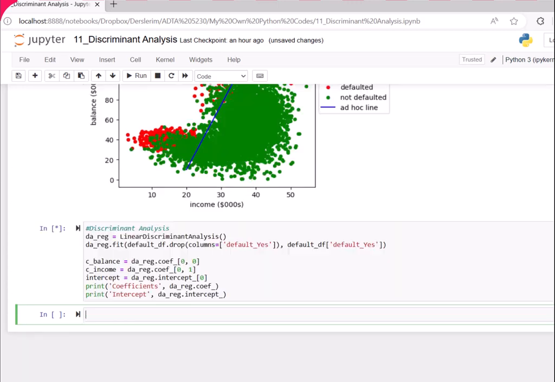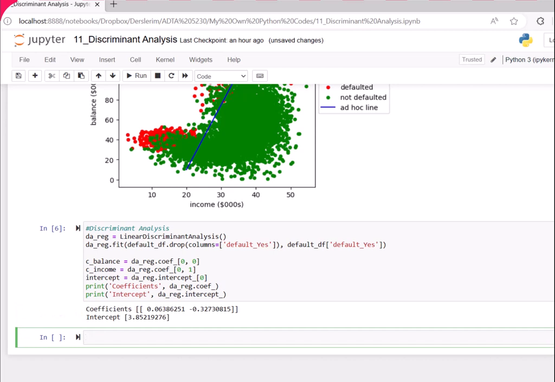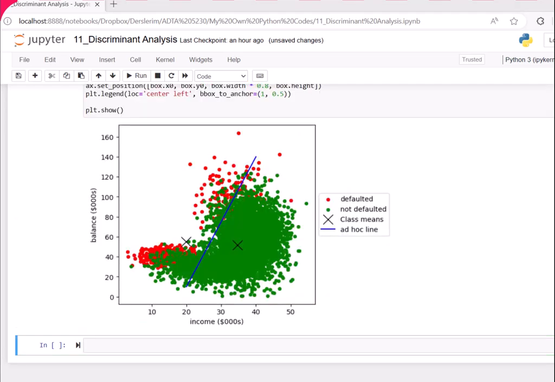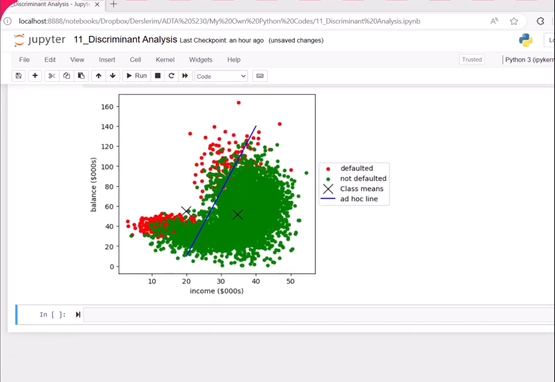Okay, I'm just copying and pasting this code. This code gives me two coefficients, one for the balance and one for the income, and it also provides me an intercept, which I will show you in a moment how to use. These coefficients are basically the coefficients of the discriminant line that's going to separate two groups, basically the green group and the red group. Now let's draw the scatter line.